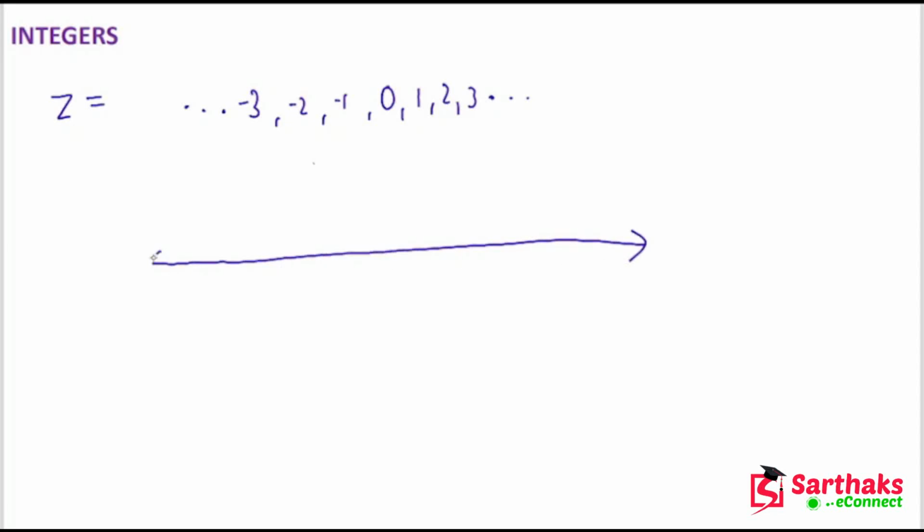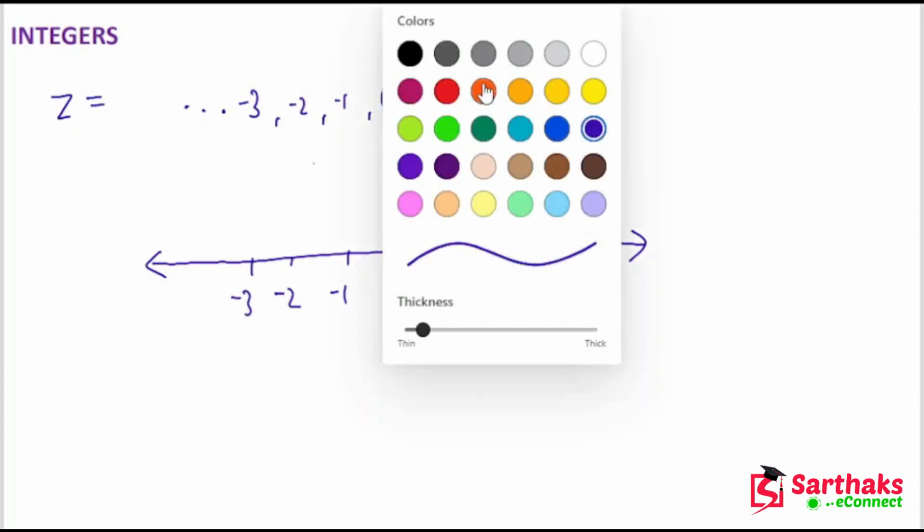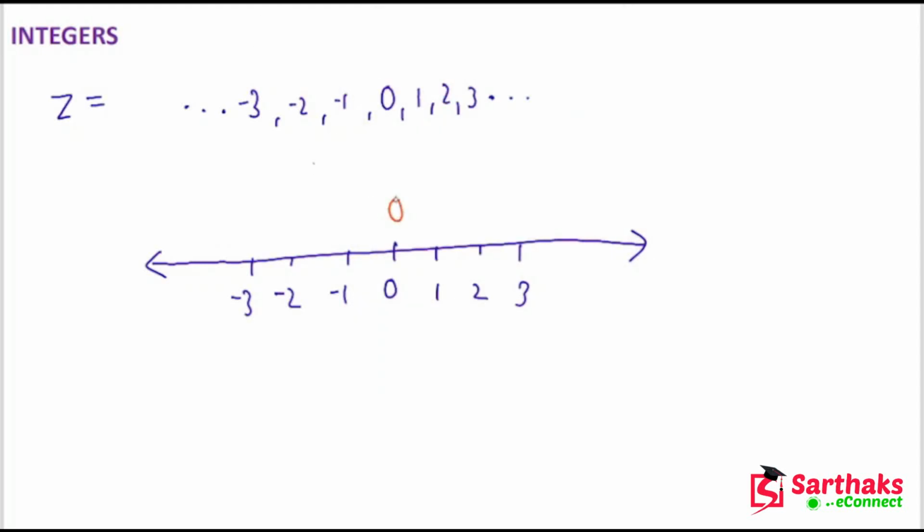So how do we represent integers on the number line? We draw a number line, right? We mark the midpoint as 0. Then at equal distances we mark 1, minus 1, 2, minus 2, 3, minus 3 and so on, right? Also you can mark the points as O, A, B, C, A dash, B dash, C dash.